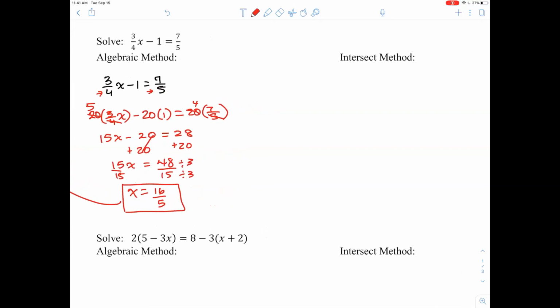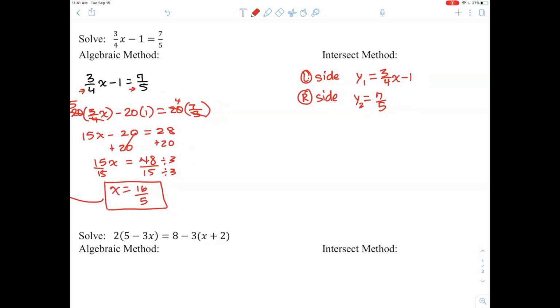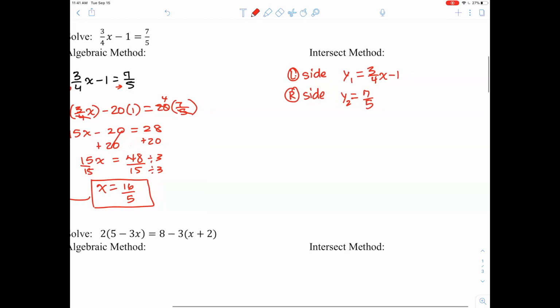Now the intersect method, if you watched the video, what you do is you take the left side of the equation and you set it equal to y. And if you're using your TI-84, you're going to put it in your y sub 1. And then you're going to take the right side of your equation and also set it equal to y. You'll put that in your y sub 2. And then you're going to find their intersection. So with your TI-84, you would go second, trace, number 5, and you'd go through the steps to find the intersection.